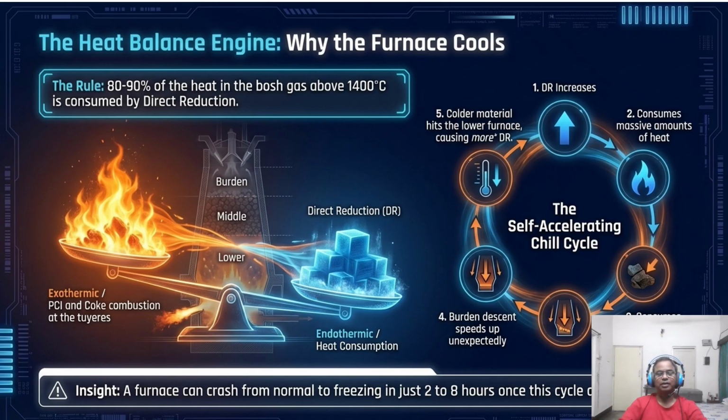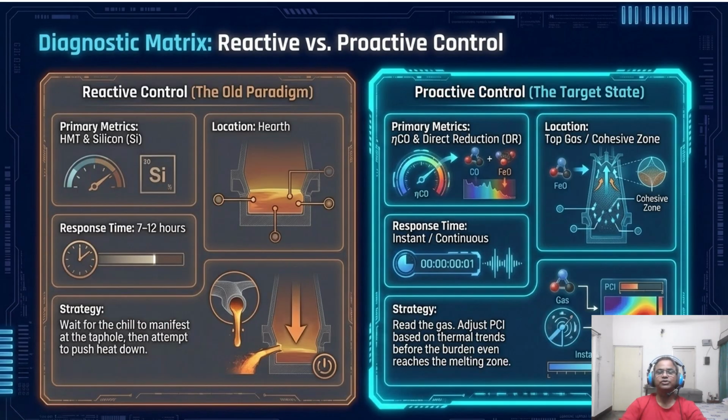because this cycle moves too fast, we have to change our entire diagnostic strategy. Coming to this diagnostic strategy, reactive versus proactive control. This matrix highlights the old paradigm versus our target state. In reactive control, we look at the hearth. Our response time is 7 to 12 hours, because we wait for the chill to manifest at the tafel.